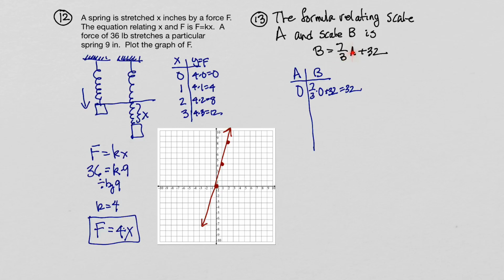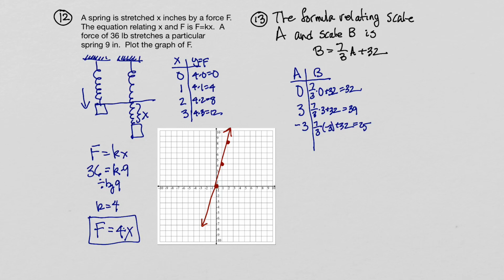I could put in 6. 3 into 6 is twice. I could put in 9. 3 into 9 is 3. So let's try that. Let's put in 3. That'll give us 7/3 times 3 plus 32. The 3's cancel, and we get 7 plus 32 is 39. Now, let's actually put in a negative 3. So 7/3 times negative 3 plus 32, 3 into negative 3 is negative 1. 7 times negative 1 is negative 7. Negative 7 plus 32 is 25.